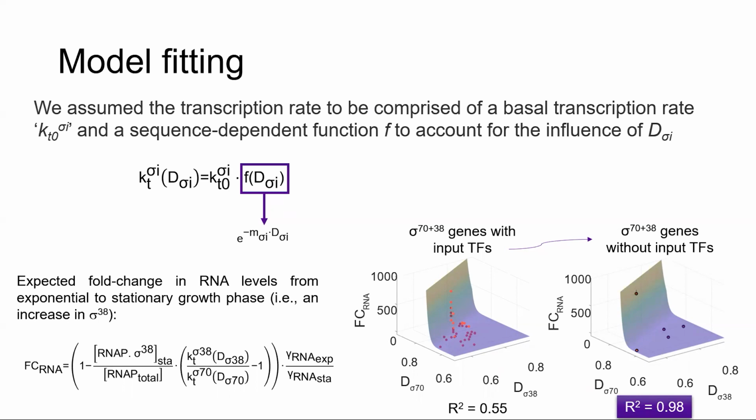The surface on the left, which was created with sigma 70 plus 38 genes with transcription factor inputs, was applied to sigma 70 plus 38 genes without input transcription factors and found that the RNA expression was even better explained by this exponential relation, as we can see by the high R² of 0.98.